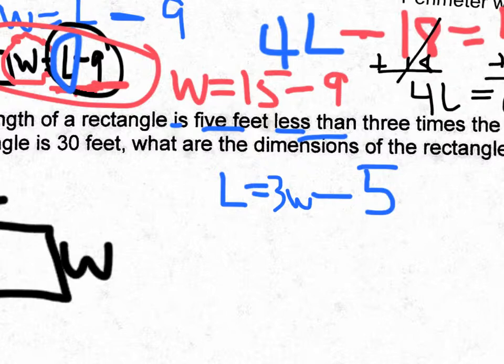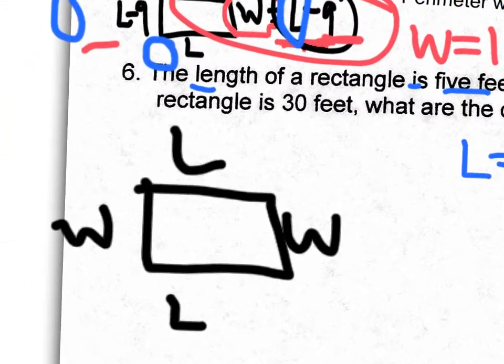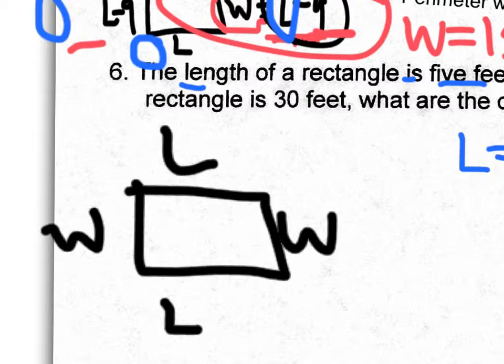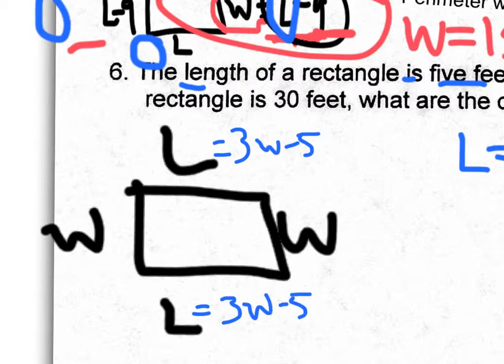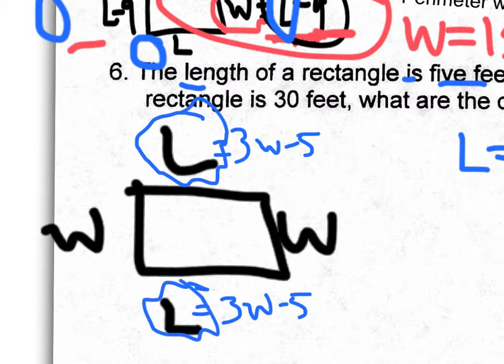So what we're going to do is go back and replace the L's with 3W minus 5's. So L is 3W minus 5. So the L equals, you don't need that anymore. You're not going to use it in your problem. But you are going to use everything else. You're going to use the 3W minus 5, the W, the 3W minus 5, and the W.